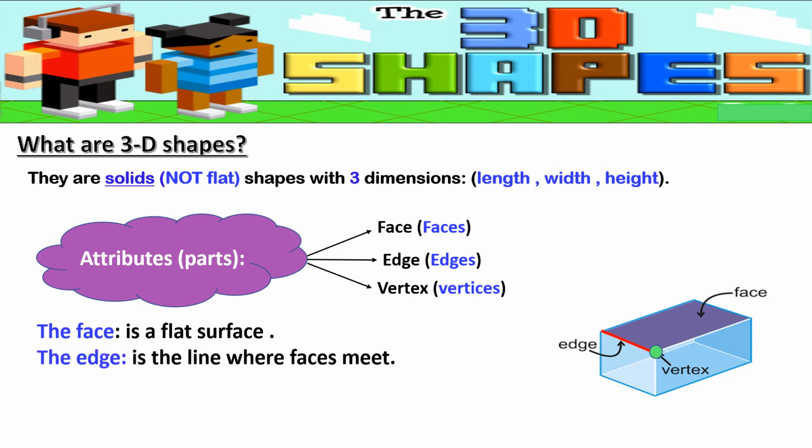The edge is the line where faces meet. If we have one face in this purple one and one face in the blue one, they can meet in a line, like this red line. This red line is called an edge. And a vertex is the corner where edges meet.